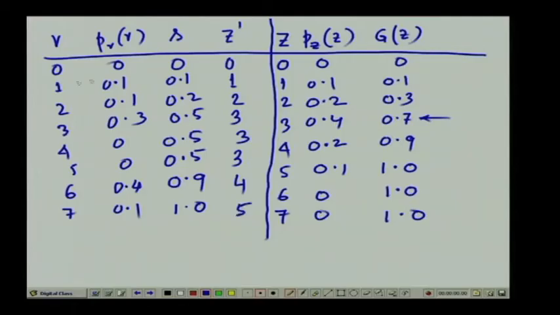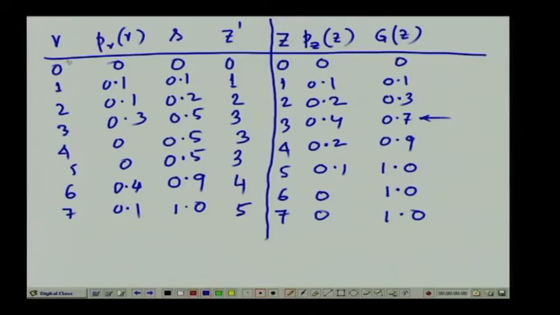So, for R equal to 0, the corresponding processed image will have an intensity value equal to 0. For R equal to 1, it will be equal to 1. R equal to 2, processed image will be equal to 2. R equal to 3, processed image will also be equal to 3. But for R equal to 4 and 5, the processed image will have intensity values which are equal to 3. For R equal to 6, the processed image will have an intensity value which is equal to 4. R equal to 7, the processed image will have an intensity value which is equal to 5.